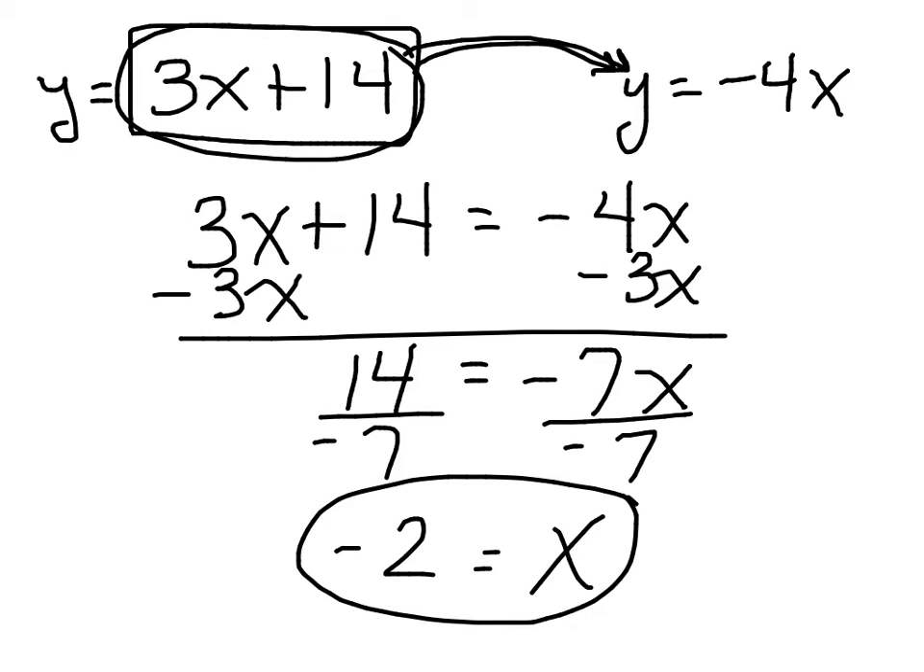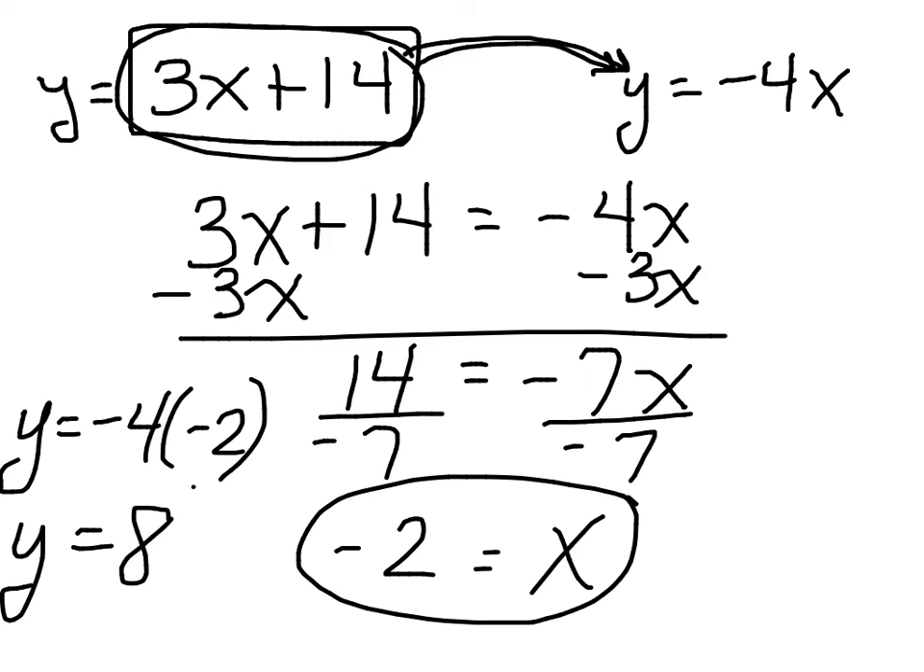How do I find the y? Besides look around the room. You plug into the next one. I plug it in, right? Which one do you want me to plug it into? y equals -4x. Okay, you want that one? Doesn't matter. So y equals -4 times -2. What's -4 times -2? +8. Bingo. We have a winner.